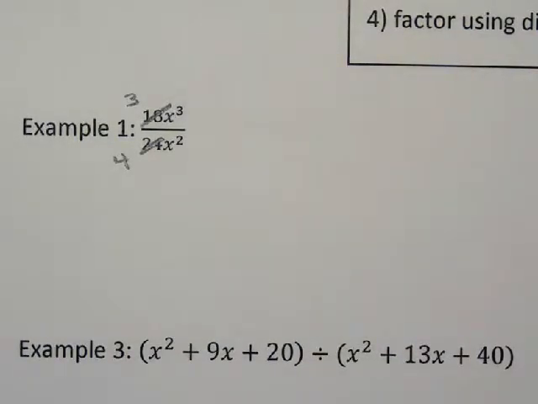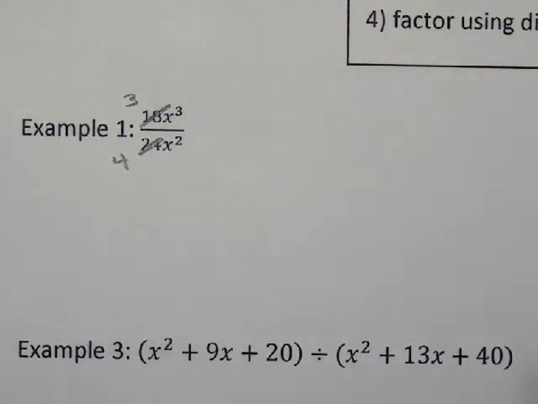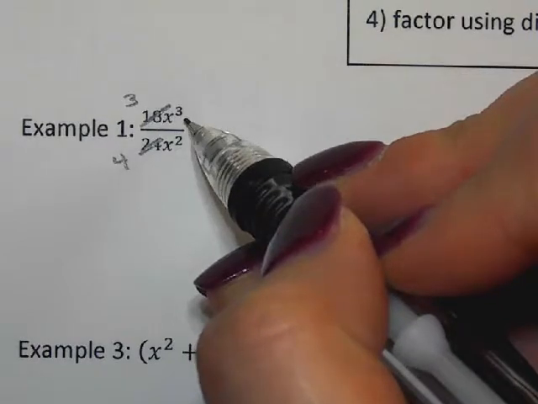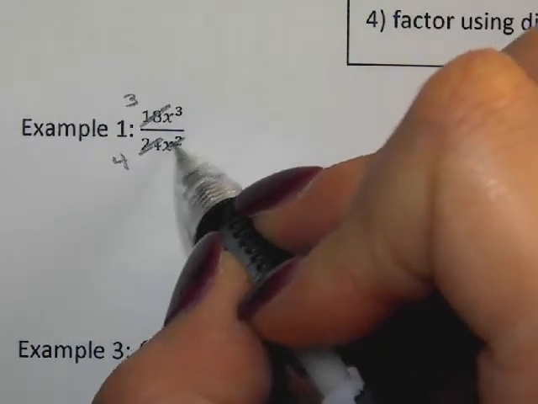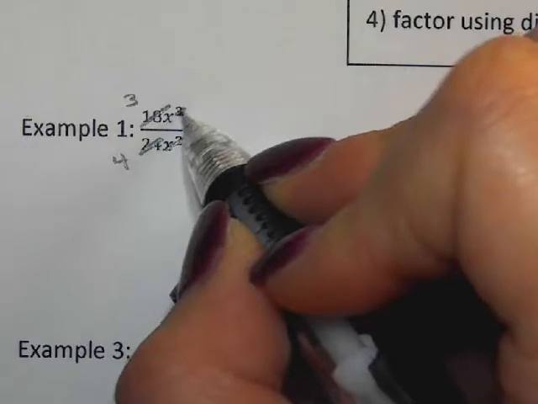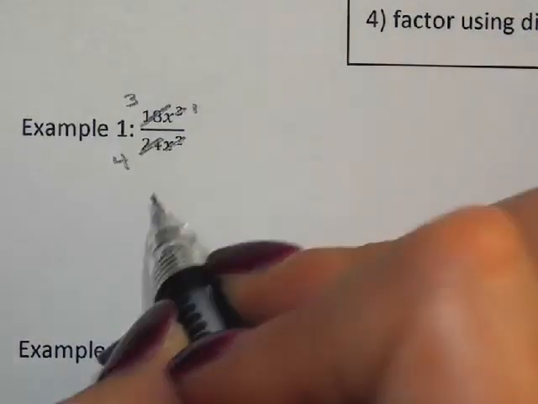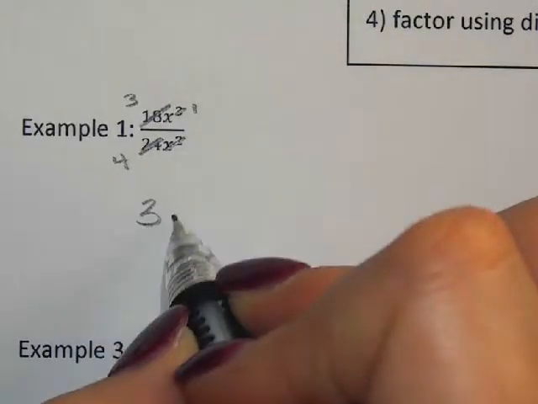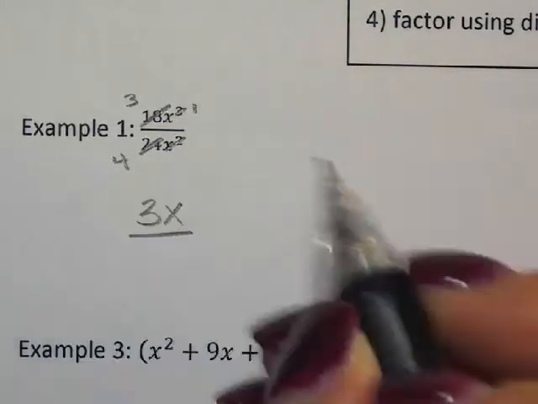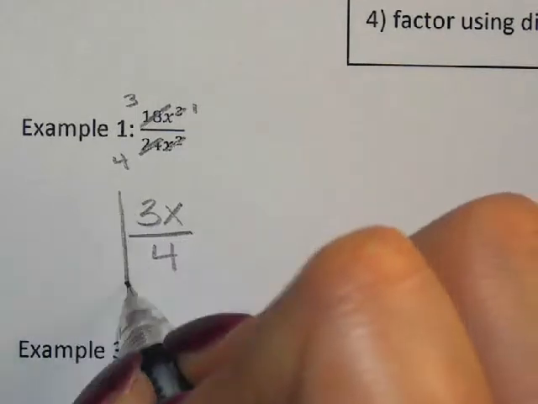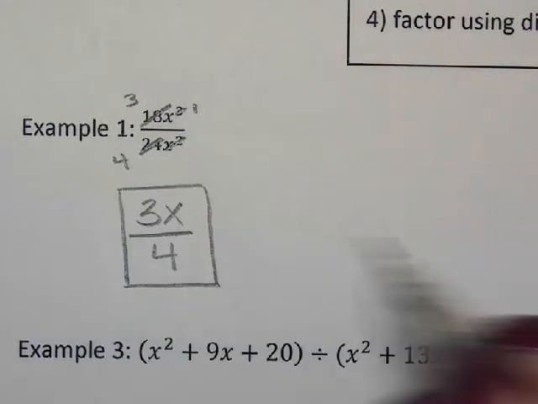If the top has x to the third and the bottom has x to the second, how could we simplify that? It'd just be x, and would the x stay on the top or would it be on the bottom? It'd be on the top because there were more x's on the top. So x squared on the bottom is going to cancel with 2 x's on the top and leave 1 left over. And so that means on the top we have a coefficient of 3, we have an x to the first power, and then on the bottom we have a 4, and we are done simplifying.